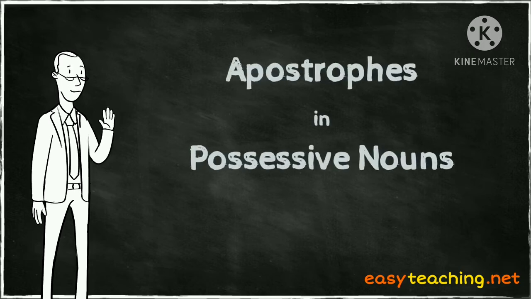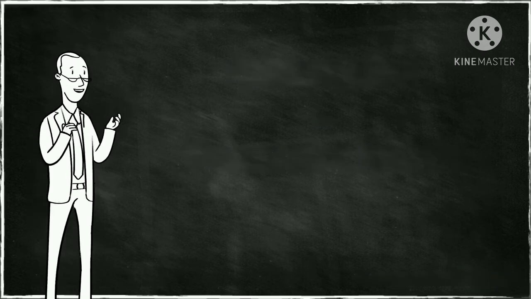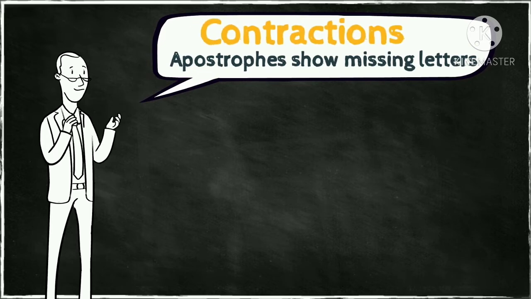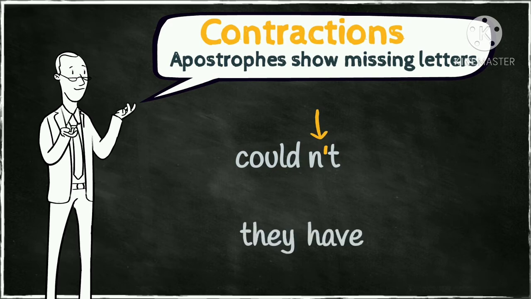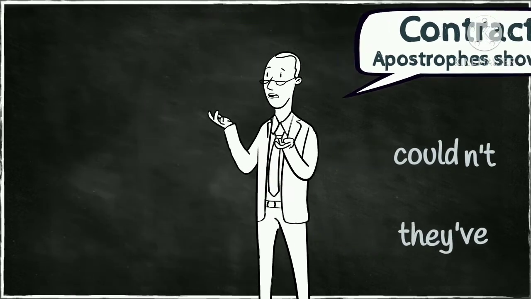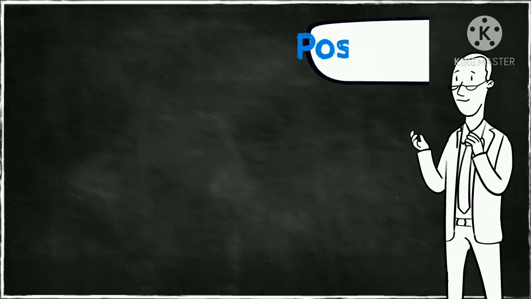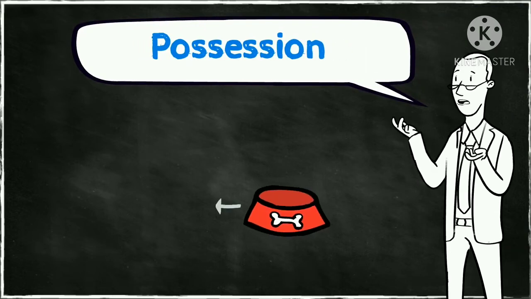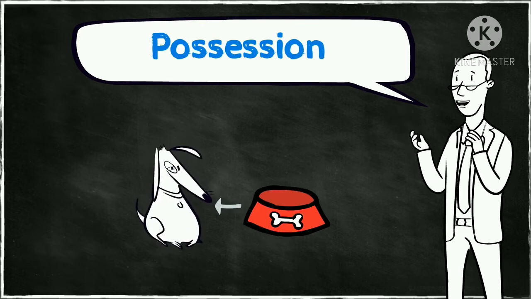Apostrophes in possessive nouns. Apostrophes are used to show the omission of letters in contractions. For example, could not, couldn't. They have, they've. Apostrophes are also used to show possession or ownership. That is, when something belongs to someone or something else.